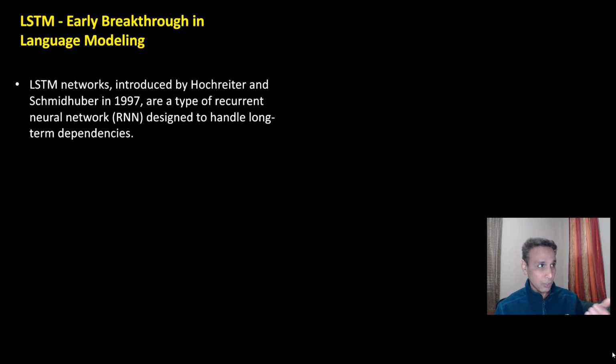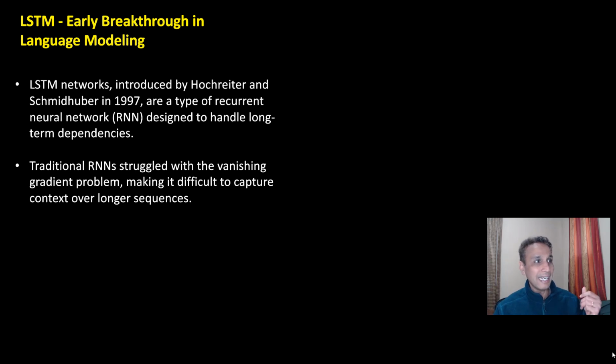So since I just mentioned LSTM, these are the early breakthrough in language modeling. Why do I say early breakthrough? Because these were introduced a long time ago, 1997, but they are a type of recurrent neural networks. But RNNs came with certain limitations. I have done a video on that, and in fact, I have a line here that talks about exactly what the key limitations are. First of all, they struggled with vanishing gradient problem, making the training process very difficult. So especially when it comes to capturing the context over long sequences.